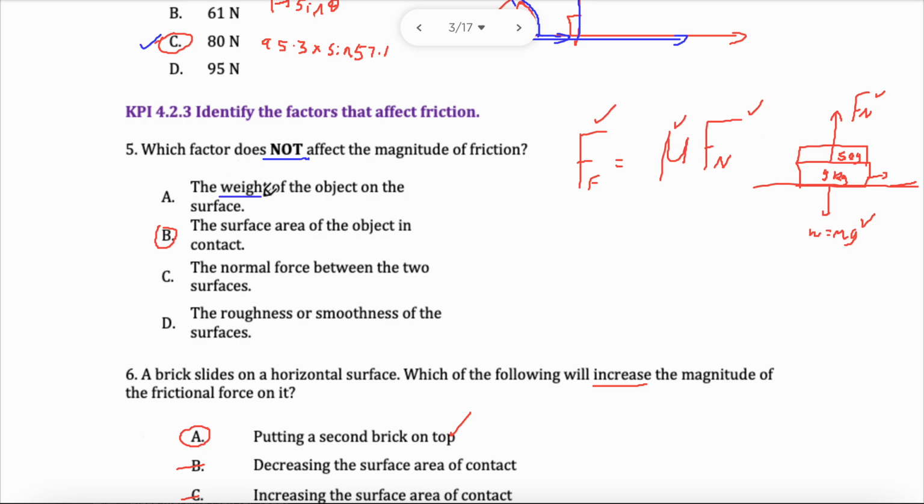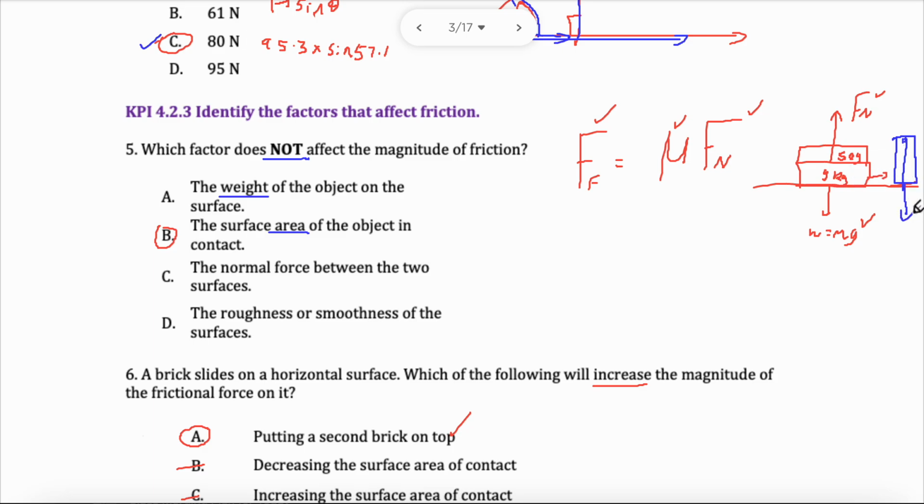So this says the weight of the object. That is correct. It does depend on the weight. The area, there is no area in my formula. So actually, the area does not affect the friction. If I had my bricks lined up like this, next to each other, there's two bricks for some reason. If I have the two bricks like this, that means, in this case, they will be exactly the same.